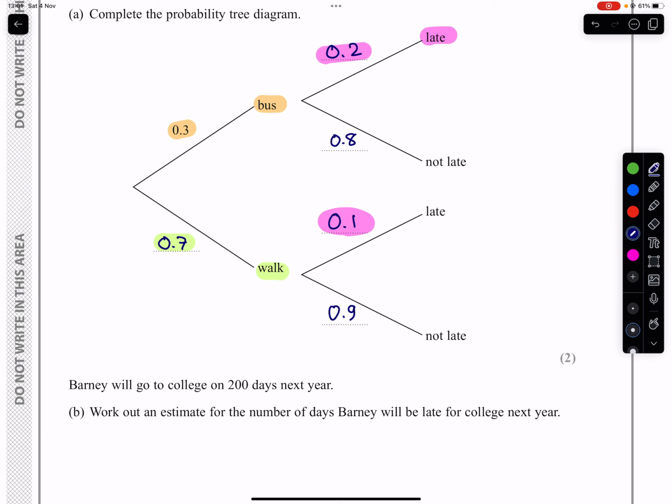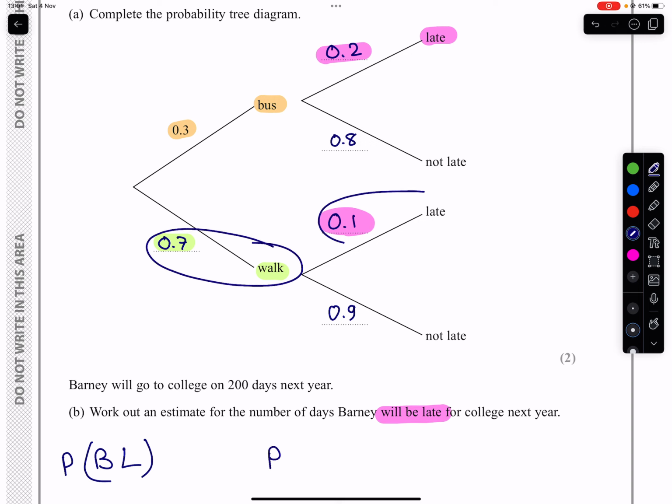Barney will go to college on 200 days next year. Work out an estimate for the number of days Barney will be late to college. So there's two ways that he can be late. The first way he can be late is if he goes by bus and is then late. So we've got to try and find the probability of him taking the bus first of all and then being late. And then the other way that he could be late is if he walks first before being late.